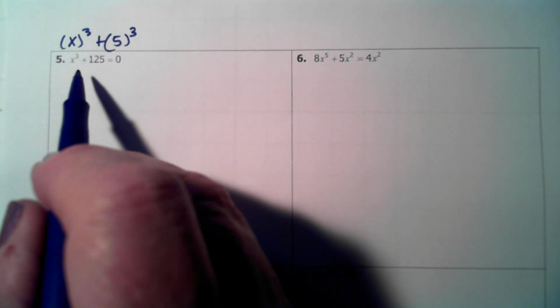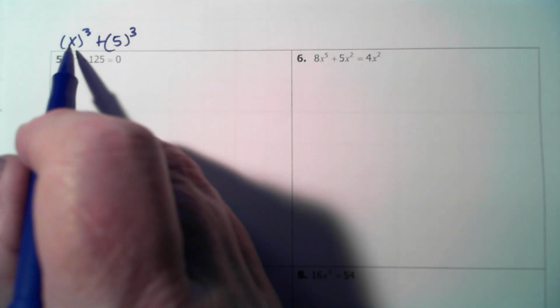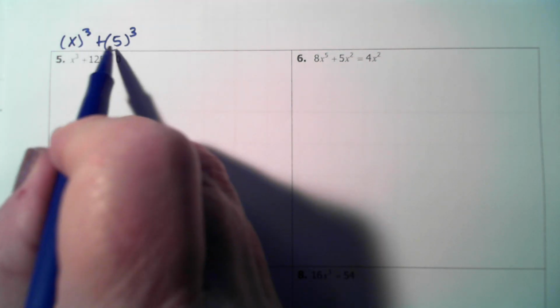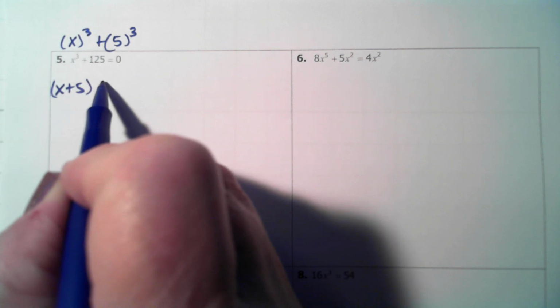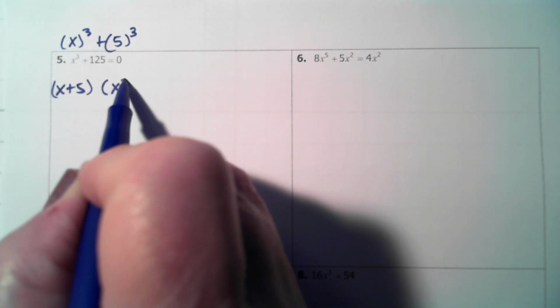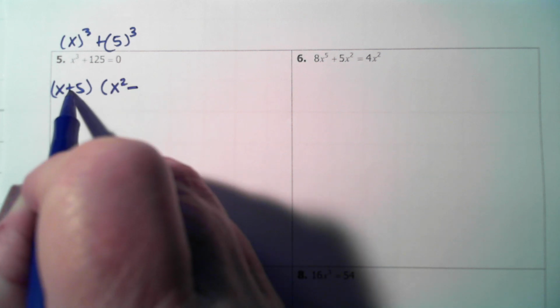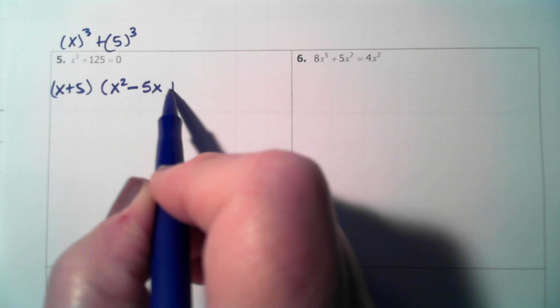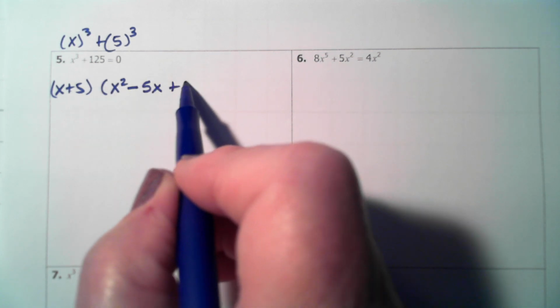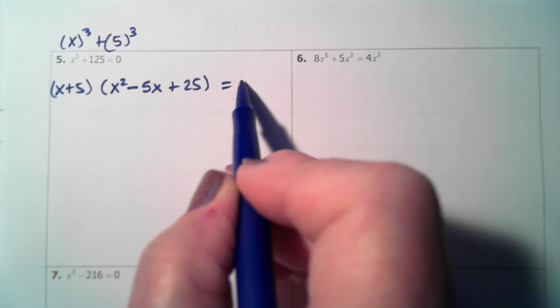Okay. So the formula for this: we see exactly what we've got, the x and the 5, x plus 5. And then we're going to multiply that times the first one squared, minus, since this is plus, this is minus, their product, 5x, plus the last one, 5 squared, 25. And that is going to equal 0.